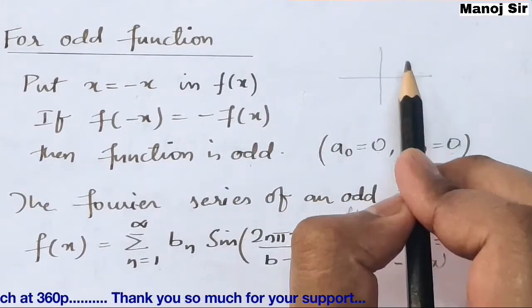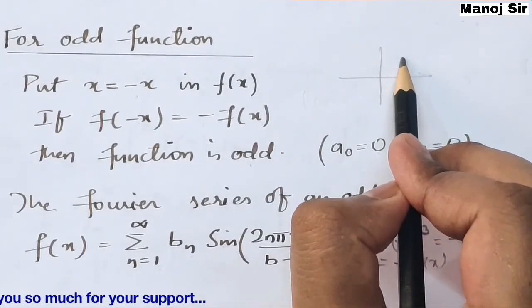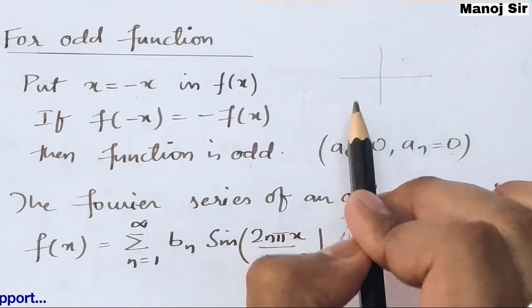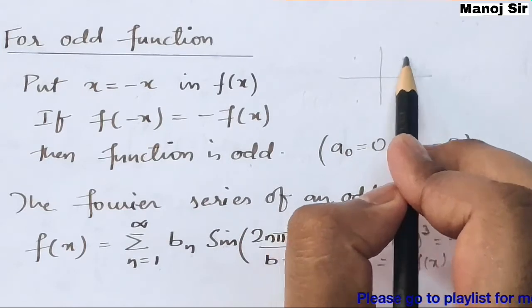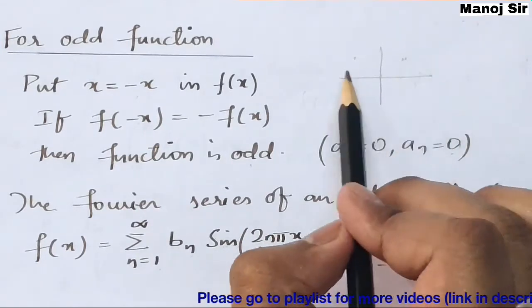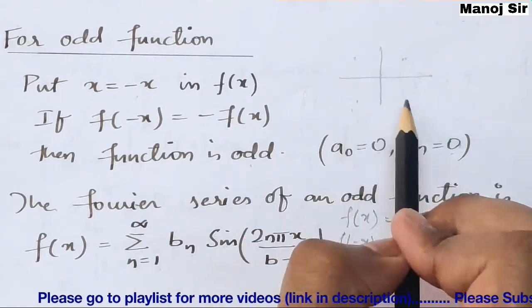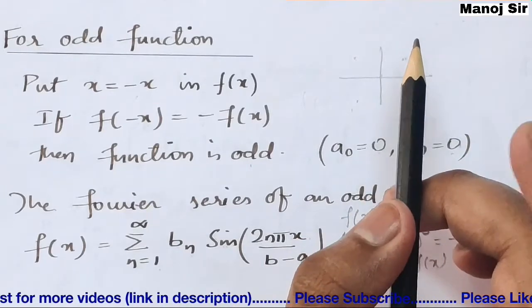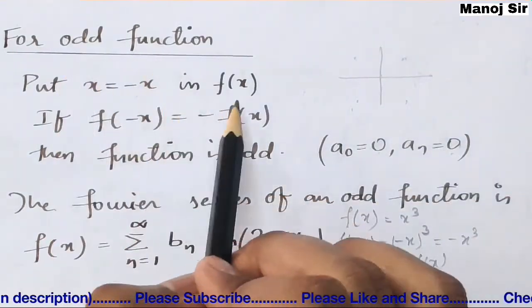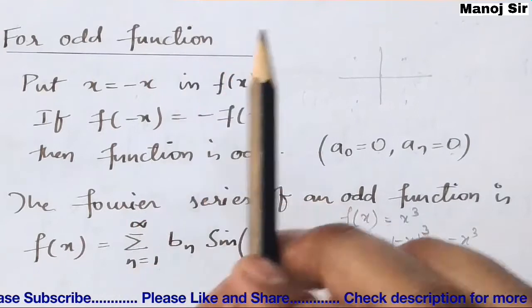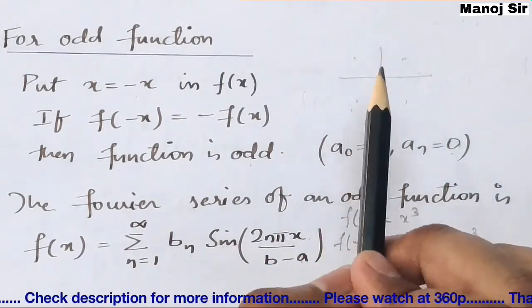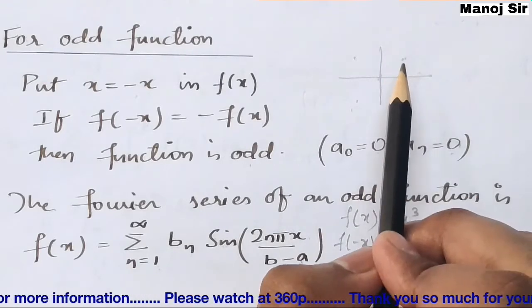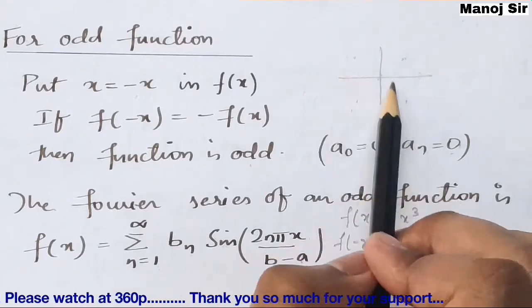Let's suppose this is the first quadrant, then the opposite quadrant of the first quadrant is the third quadrant, or you can say the opposite quadrant of the second quadrant is the fourth quadrant. I am repeating this once again: if the function f of x is an odd function, then it is symmetric about origin, and it always lies in the opposite quadrants, like this or this.